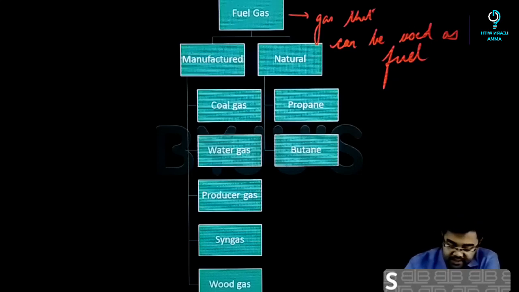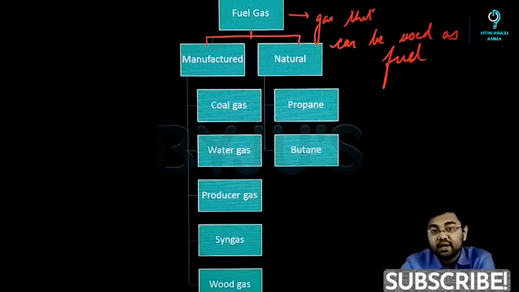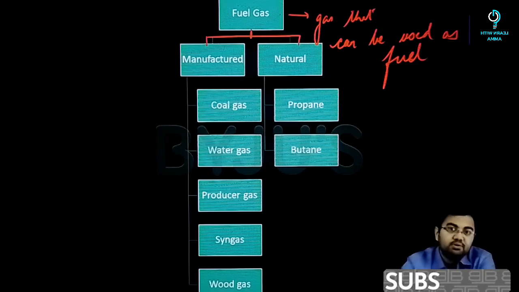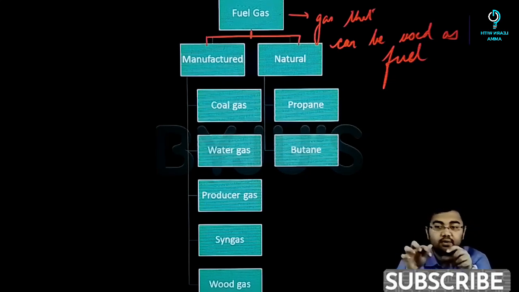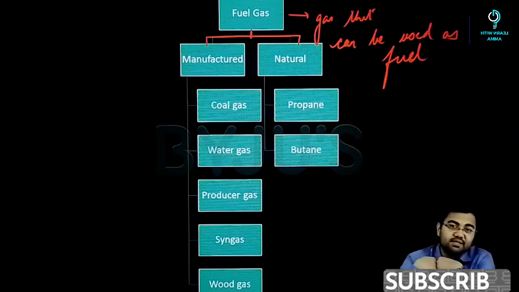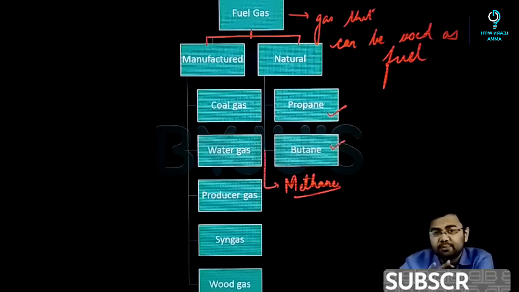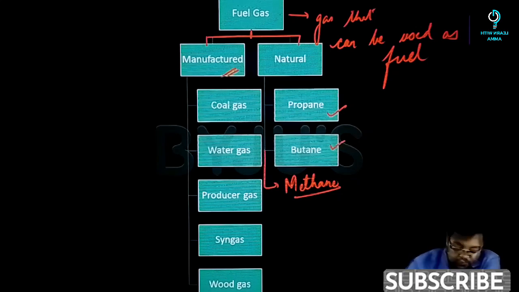So any fuel gas basically can be divided into two kinds, manufactured and natural. When I say natural, what we actually mean is that we are not making many changes in the original structure of the gas. So when you talk of propane or butane, or methane also, these can be called natural gas because you do not make much change in their original structure and the original mixture.